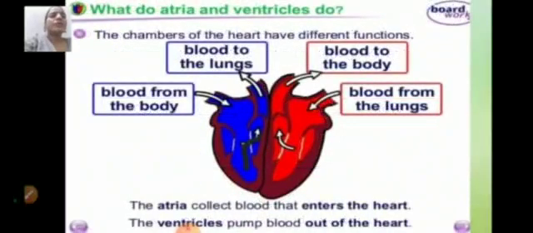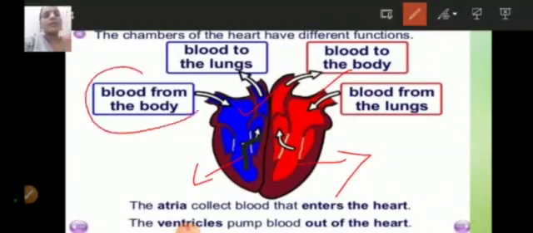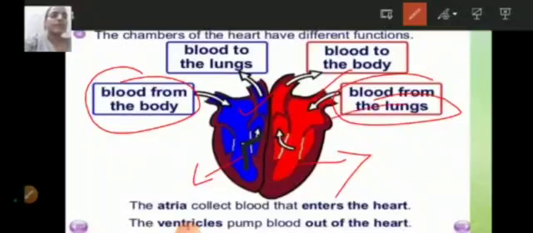The chambers of the heart also have different functions. The upper two chambers, that is the atria, are the receiving chambers, whereas the ventricles are the distributing chambers. First of all, the right atrium will receive deoxygenated, that is oxygen poor, blood from the different body parts, whereas the left atrium will always receive blood from the lungs. And which type of blood will be flowing to this left atrium? Oxygenated blood from the lungs, whereas the right atrium will receive deoxygenated blood from different body parts.